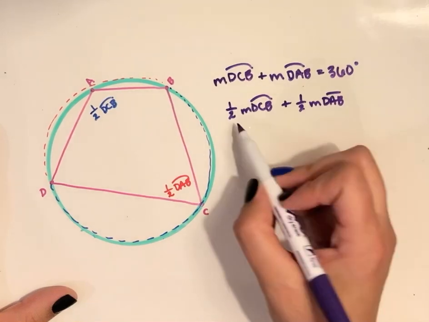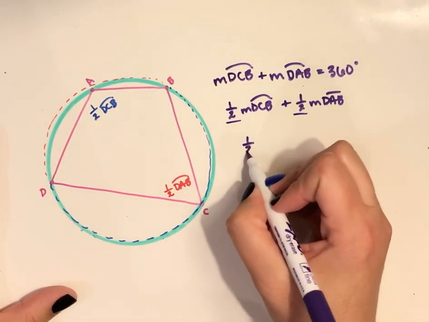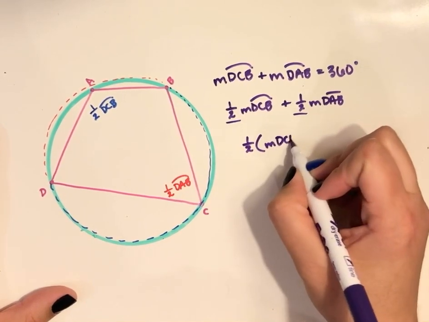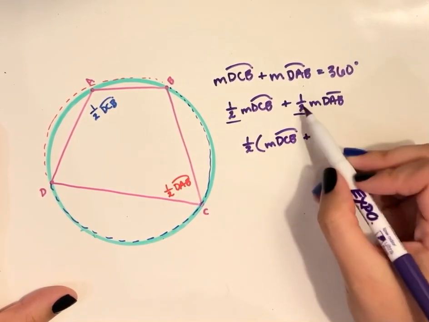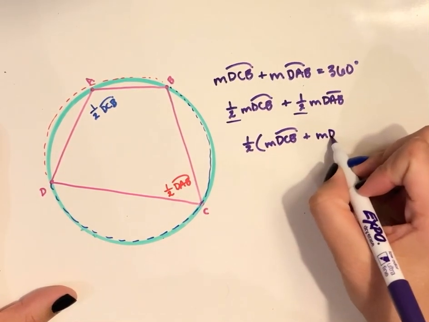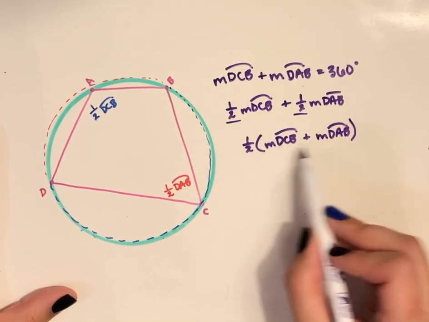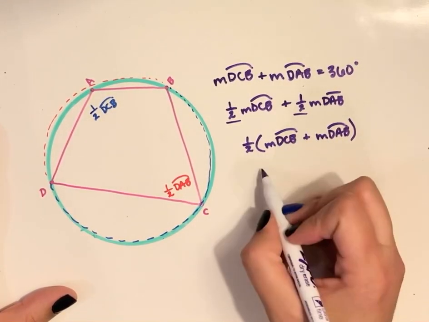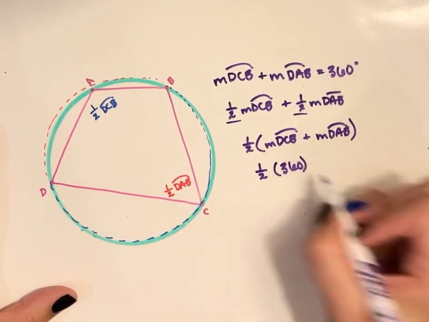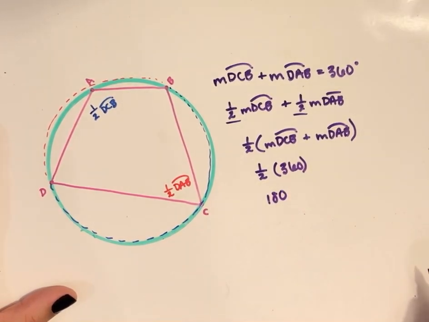Now going back to algebra, I can take out this common factor. I can take out the 1/2. So I get 1/2 times the measure of arc DCB. I'm also factoring out the 1/2 from this term. So plus the measure of arc DAB. And this I know is equal to 360. So 1/2 times 360. Half of 360 is 180.